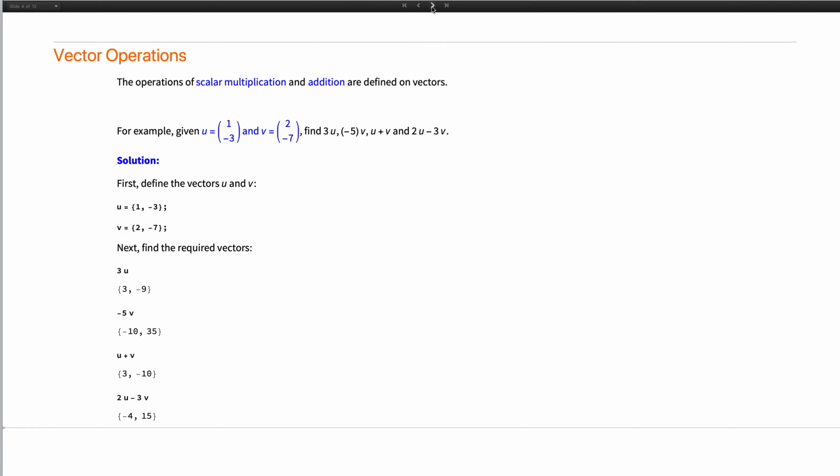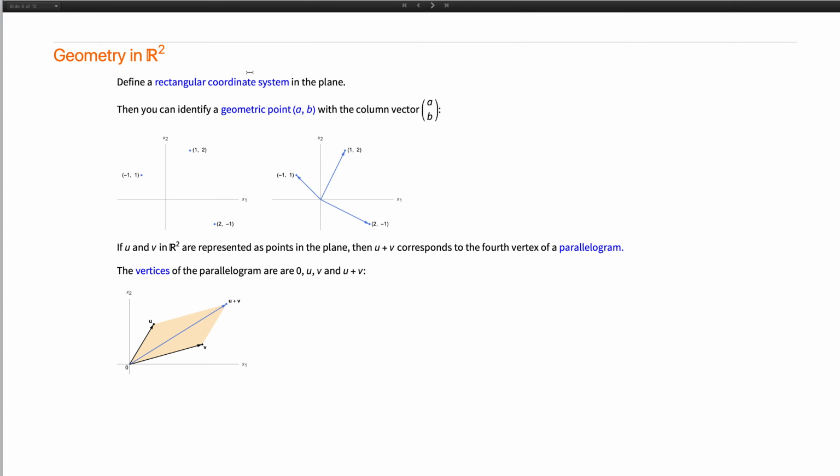Now, of course, because we are in 2 dimensions, one can talk about the geometry of vectors in 2 dimensions. So what you can do first of all is set up a rectangular coordinate system in the plane, and then a vector is simply going to be the same as a point. So for example, over here, you have a set of points on the left and a set of vectors on the right, and each point over here corresponds to a vector over there.